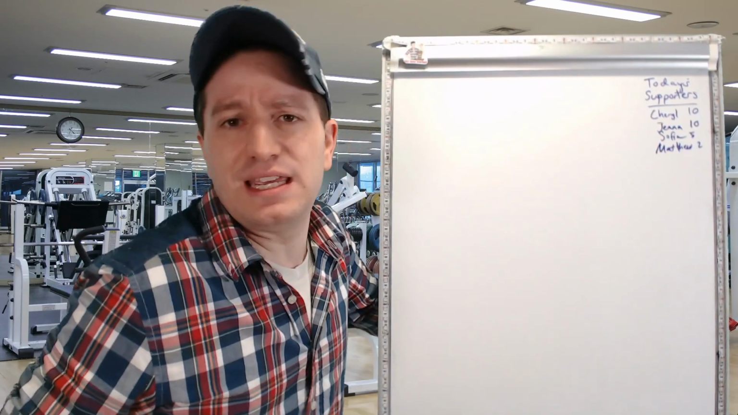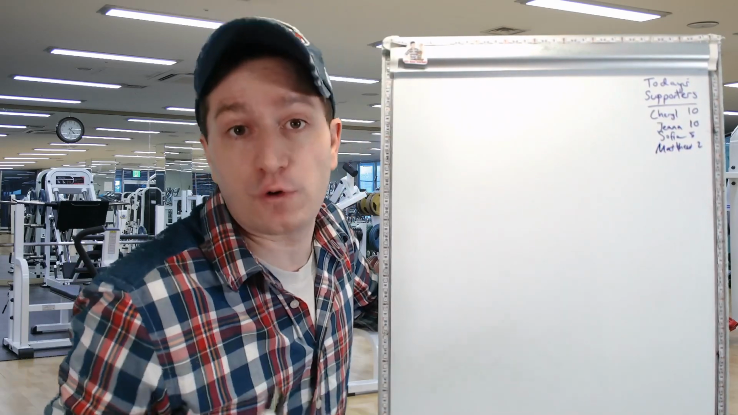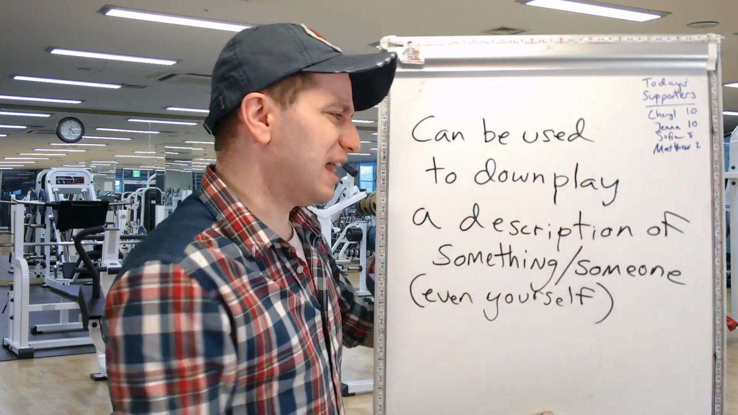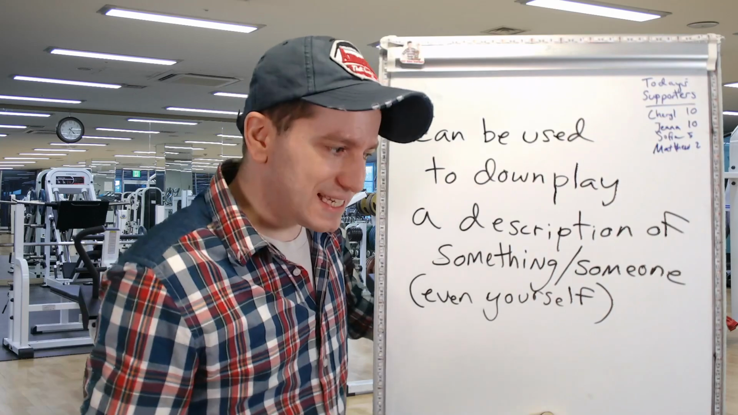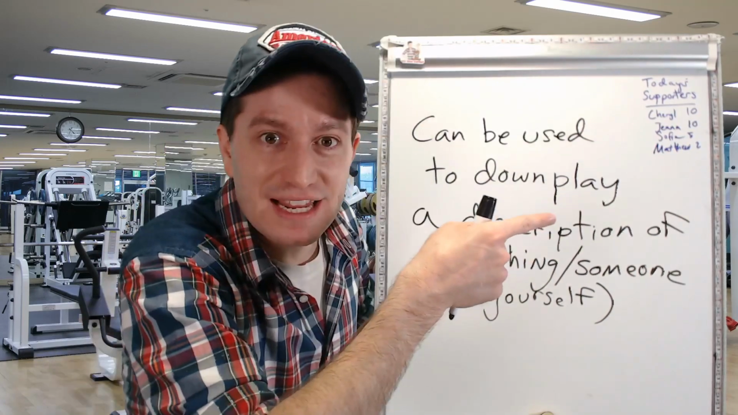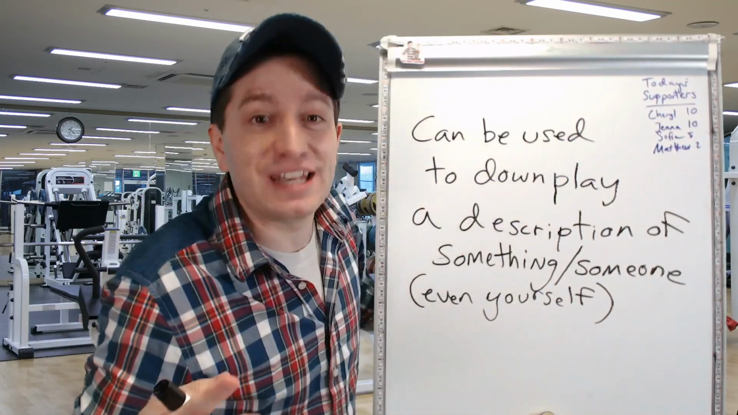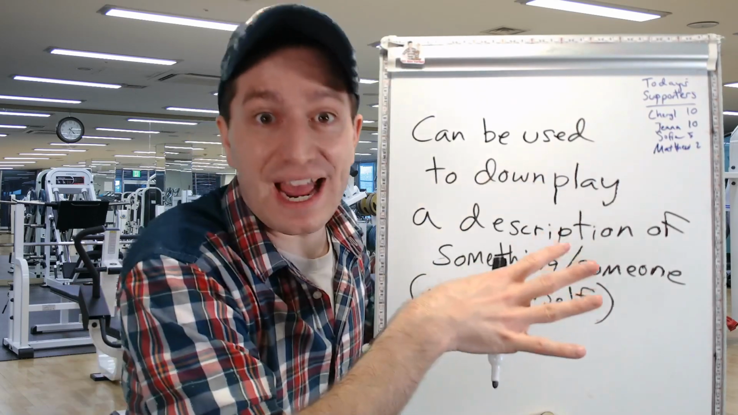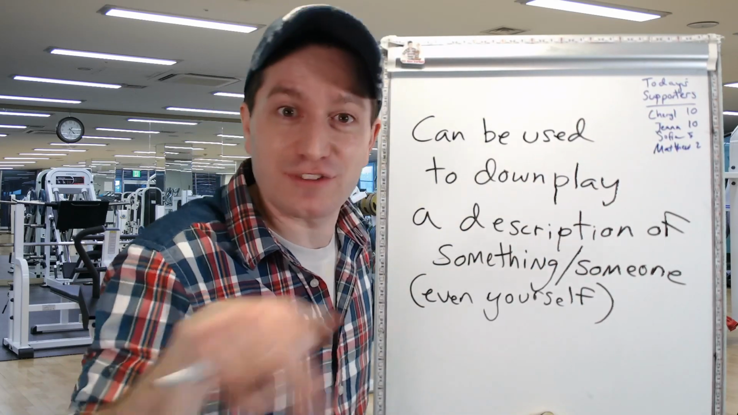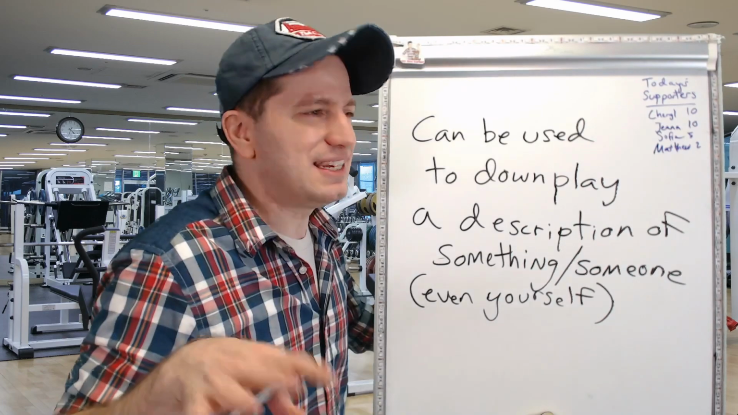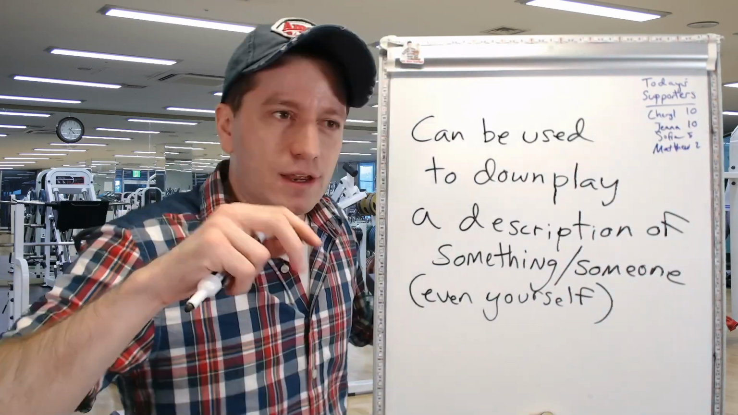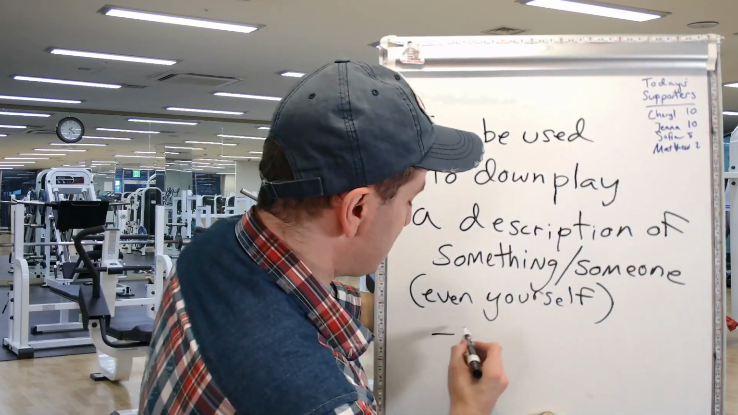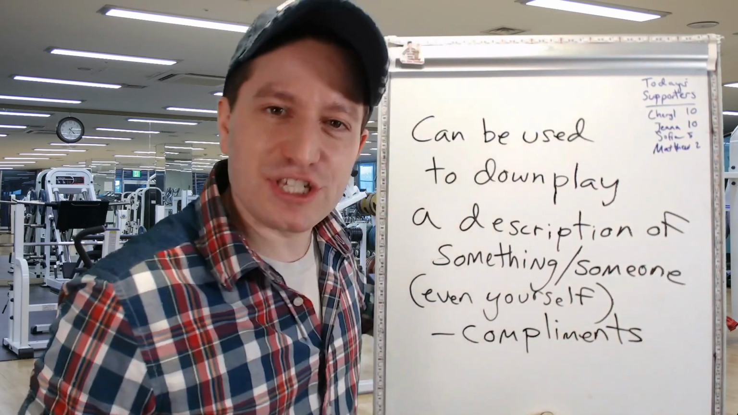Why would you want to even use this form over another form? It can be used to downplay a description of something or someone, even yourself. So you can say, you think this person's super nice. Yeah, I think they're somewhat nice. You're not saying they're super nice. He's relatively nice relative to other people. He's on the nice side. He tends to be friendly. In this way, you can downplay what you're saying. When you would want to do this a lot is with compliments. Now that can be yourself too.